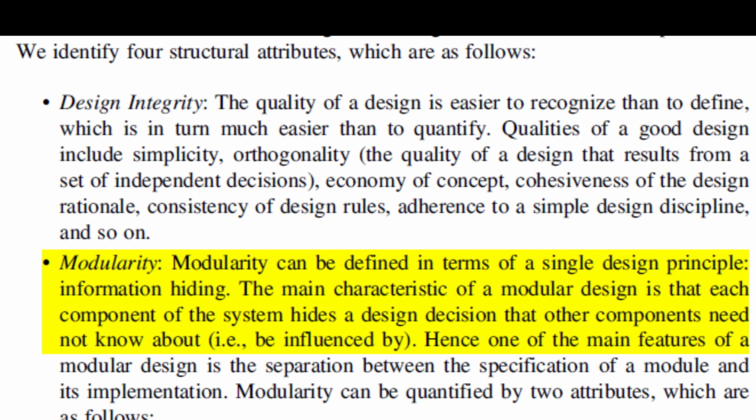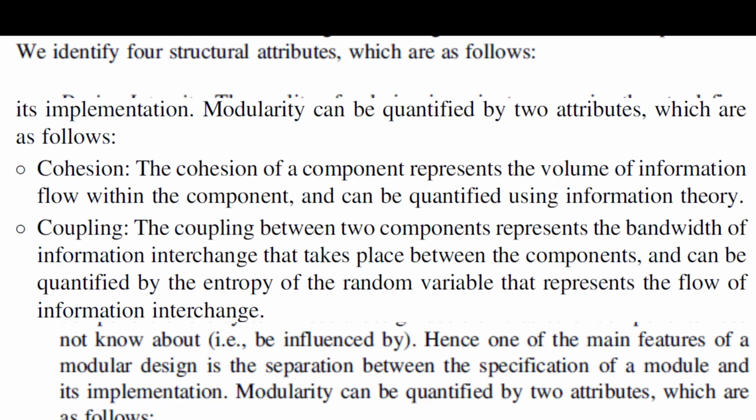Modularity. Modularity can be defined in terms of a single design principle, information hiding. The main characteristic of a modular design is that each component of the system hides a design decision that other components need not know about, i.e., be influenced by. Hence, one of the main features of a modular design is the separation between the specification of a module and its implementation. Modularity can be quantified by 2 attributes, which are as follows.